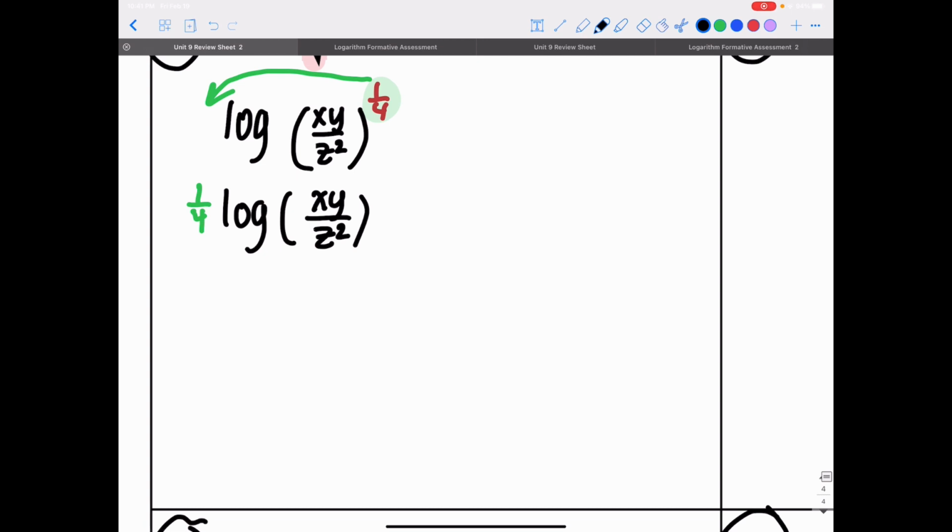From here, I see division in between these two logarithms, which means I'm going to separate with subtraction. I'm going to keep the 1/4 on the outside, and I'm going to distribute it at the end. I'm going to just put a bracket for parentheses. I'll have log of xy, that's what I have in the numerator, and I'm going to subtract a log of what I have in the denominator, z squared.